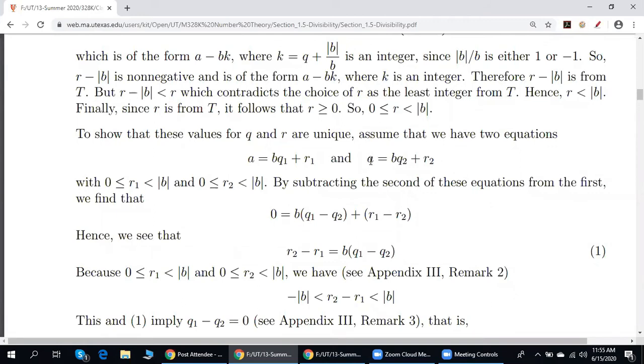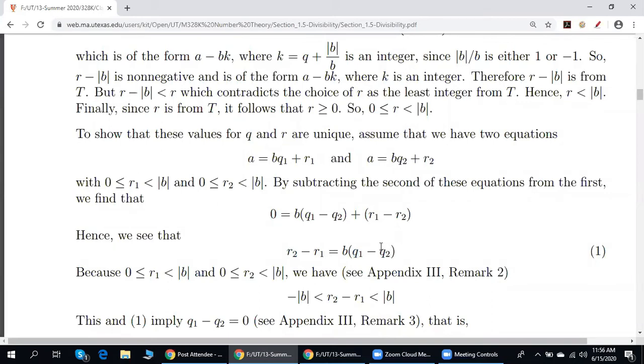Let us subtract this from this. A minus A is 0. BQ1 minus BQ2 after we factor out B is this. And lastly, over here we have R1 minus R2. Next step. Let us move this to the left. We get the following. R2 minus R1 is B times Q1 minus Q2.